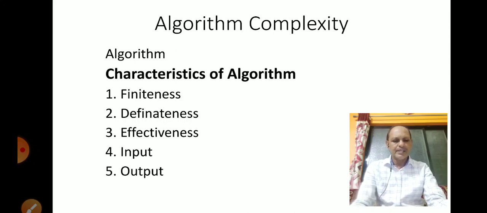Second property, definiteness: each step of the algorithm must be precisely defined and each instruction must be clear and unambiguous. Definiteness means specifying the sequence of operations for turning input into output. Third property, effectiveness, means that all those steps that are required to get the output must be feasible with the available resources. It should not contain any unnecessary and redundant steps which could make an algorithm ineffective.